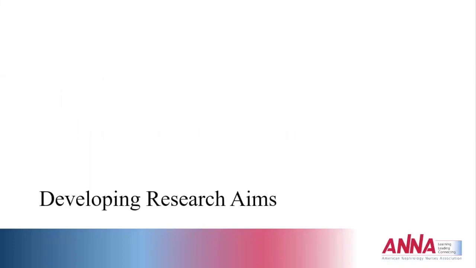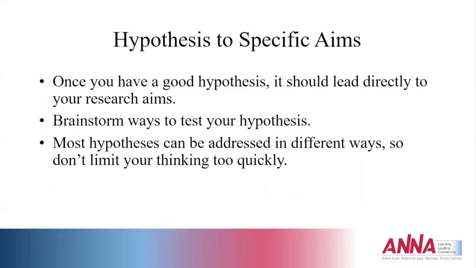So developing research aims, from a hypothesis to specific aims. So we go from developing the hypothesis, now we're going to say this particular study has these aims. So once you have a good hypothesis, you're going to brainstorm ways to test it. How are you going to test your hypothesis? So most hypotheses can be addressed in different ways. So I would not say take what comes up first and run with that. Really think about it and create a list so that you can say these are relevant to this particular study. And you may save that list and say, okay, in the next study we'll look at these next few things.